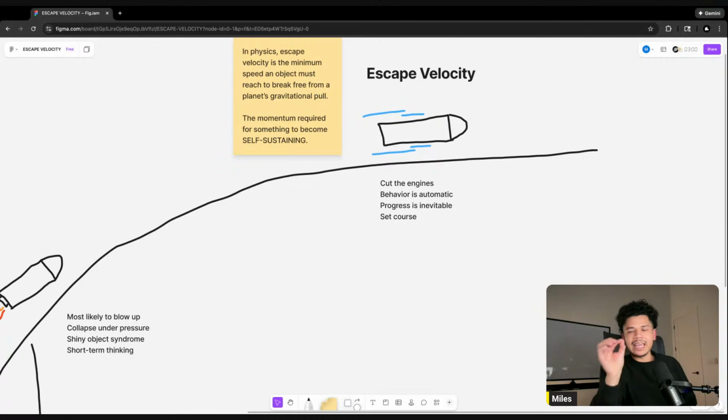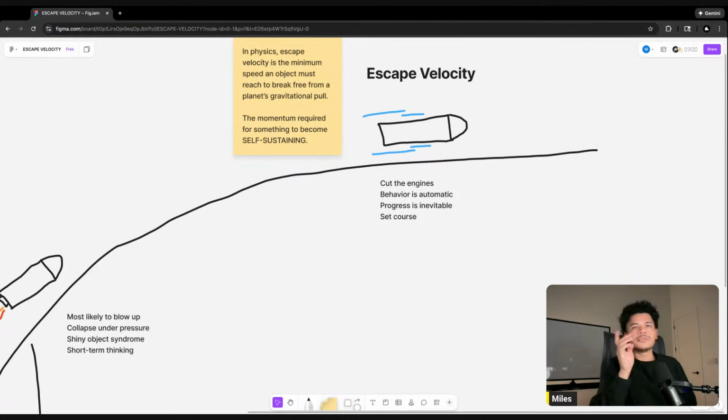This is when the behavior becomes automatic. Your dog just does it, period. They just do it. Like it's automatic. They don't even think about it. You don't even think about it. It just happens. This is when progress becomes inevitable. It becomes inevitable that you just get better and better and better. Of course. This is when you get to set course.